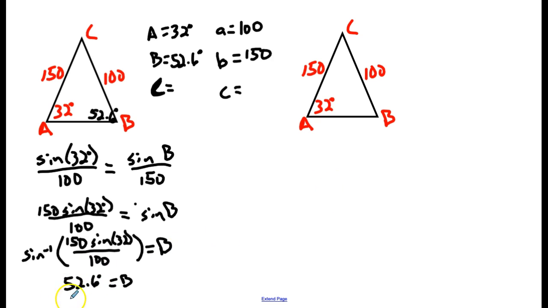Once we find this missing angle B, to get this angle B over here, what we do is take 180 minus this angle. Okay, so I'm going to do it in a different color over here. So this angle B is going to be 180 minus this angle B, so minus 52.6. So that will get me 127.4 degrees.